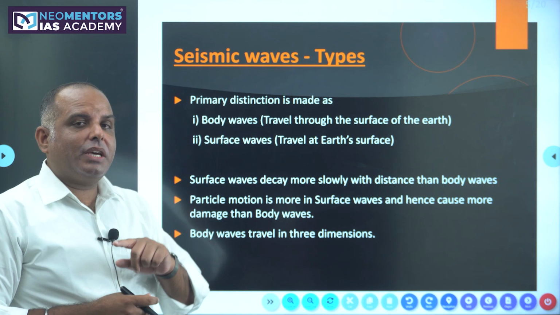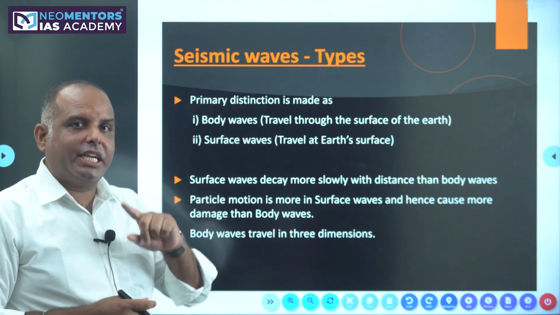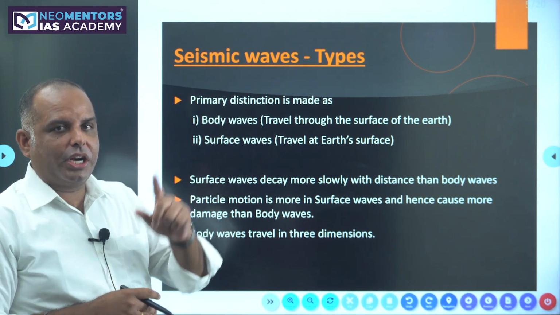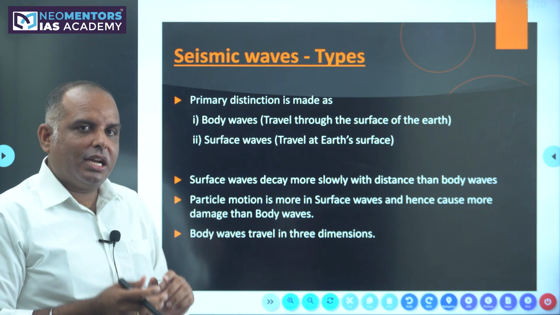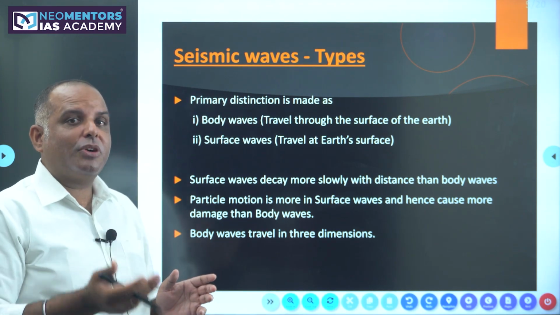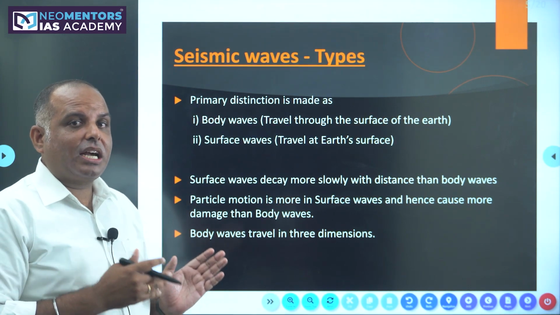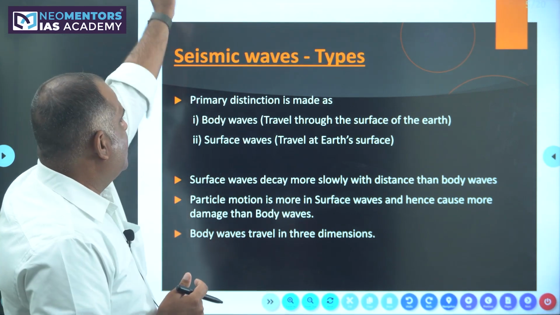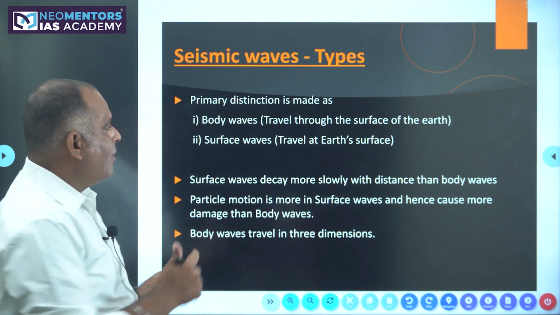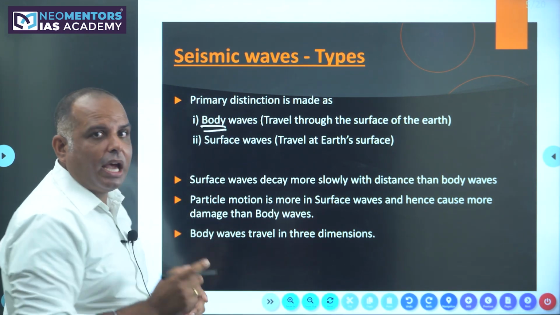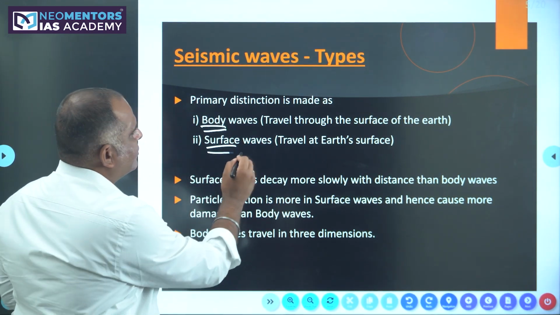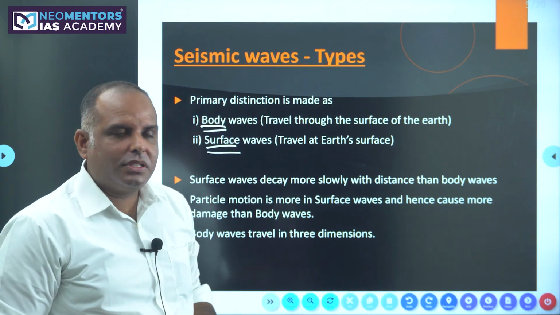When I say transverse wave and longitudinal wave, we will discuss in detail what is a transverse wave and what is a longitudinal wave. But before that, let's try to understand the different types of earthquake waves, right? Different types of waves that are considered as seismic waves. The primary distinction is body waves and surface waves. Okay, what are body waves?